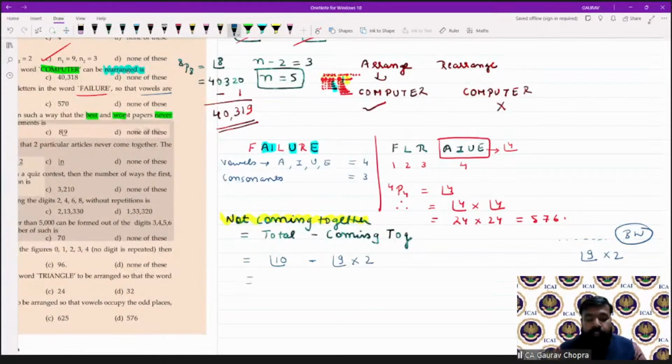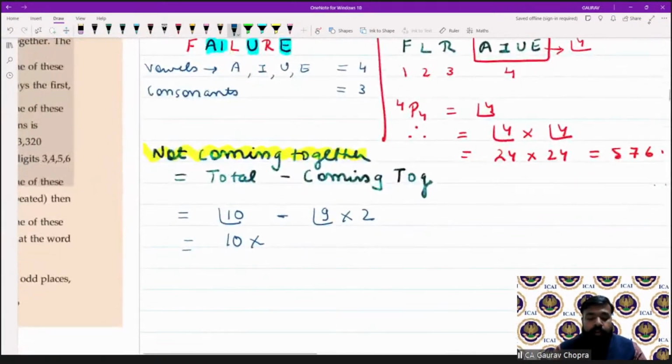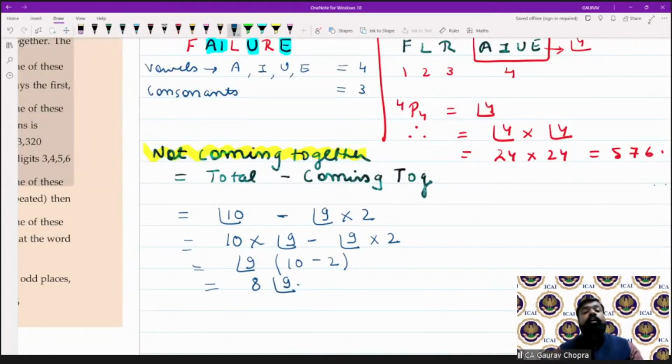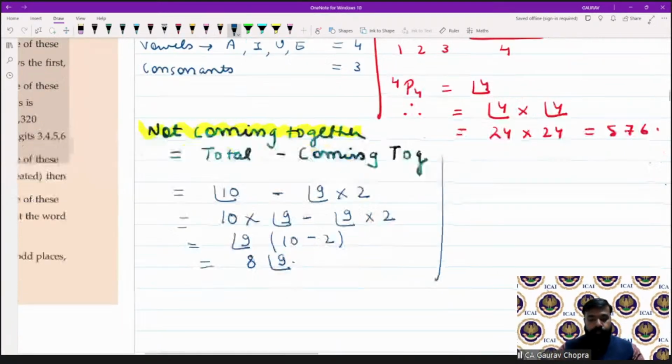Now we can simplify this. Factorial 10 can be opened as 10 multiplied by factorial 9, minus factorial 9 into 2. So factorial 9 is common. What is left? 10 minus 2 is left. Therefore, the answer will be 8 into factorial 9, 8 multiplied by factorial 9.